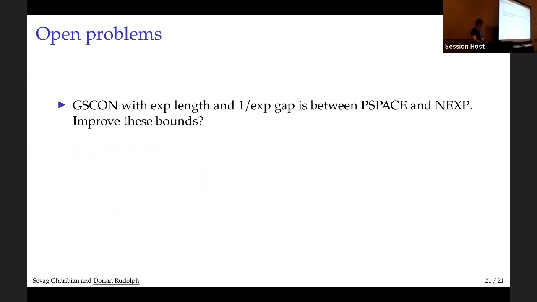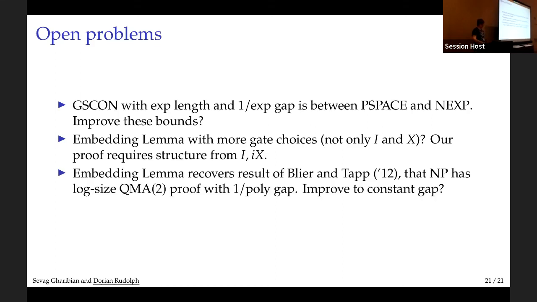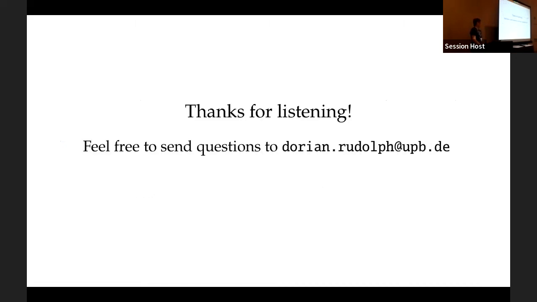So let me very quickly conclude with open problems. We have a GSCON with exponential length and 1 over exponential gap, which we know is between PSPACE and NEXP, but can we get a tighter bound? I just mentioned a version of GSCON that is NEXP complete, but we don't know this for the normal one. And for the embedding lemma, can we have more choices of gates? Our construction only works for the I and X gate choice, but can we allow it to stream arbitrary gates? The embedding lemma also recovers the result of Blier and Tout, that NP has a log size QMA2 proof with 1 over poly gap. So we also recover that result, but can it be improved to constant gap? Thank you for listening.